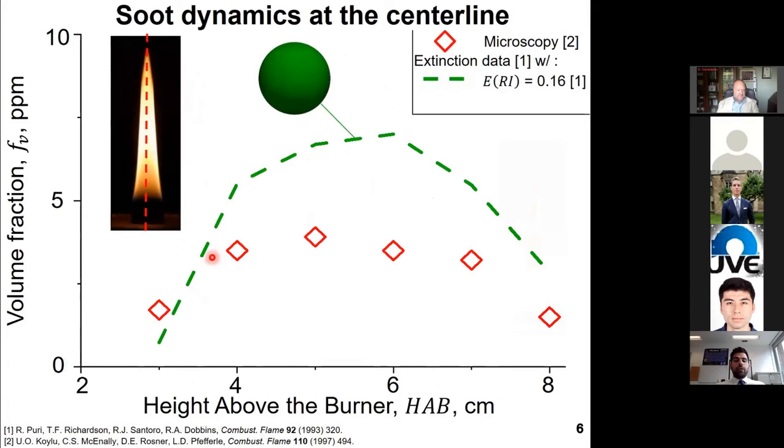So here you can see the soot volume fraction measured as a function of the height above the burner at the center line of the Santoro diffusion flame by microscopy, as well as by light extinction, again for spheres using the same absorption function that I showed you before. So again, these light extinction measurements overestimate the soot volume fraction by a factor of 2. So clearly, we need to improve the accuracy of light extinction measurements in order to assist combustion models to close their mass balance.